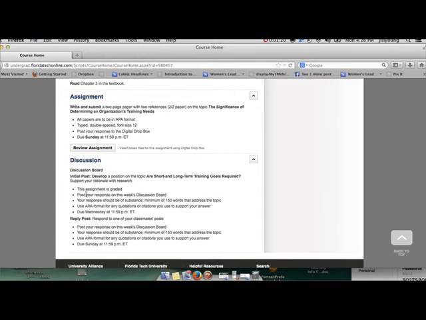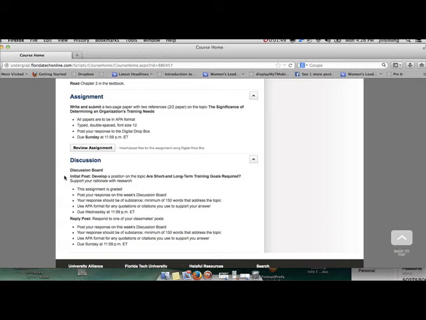And your discussion board, you want to take a position on whether you think short and long-term training goals are necessary. And then support. This one, you need to definitely use research. The word count and everything is the same as it was last week. Use APA format. Due Wednesday at 11:59 p.m.